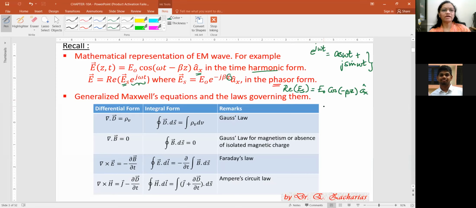Now, if you want your Es in the harmonic form, then what should you do? Es in the harmonic form is going to be E as a function of z comma t will be equal to this one. And of course, you're also going to have that e to the power of j omega t. So that also will come into picture. So omega t minus beta z along the ax cap direction. I hope this is clear to you.